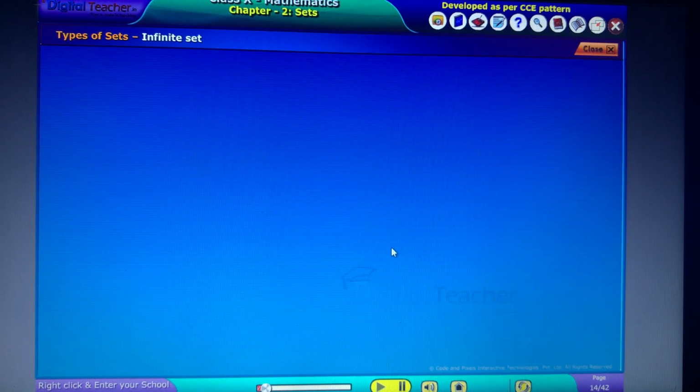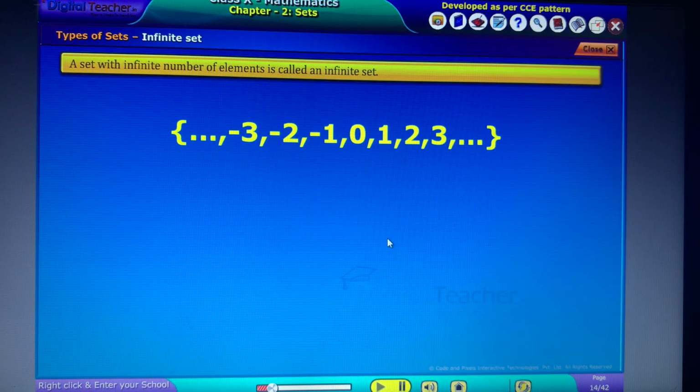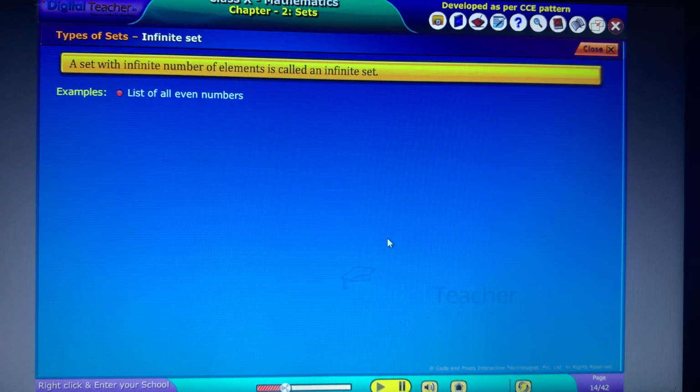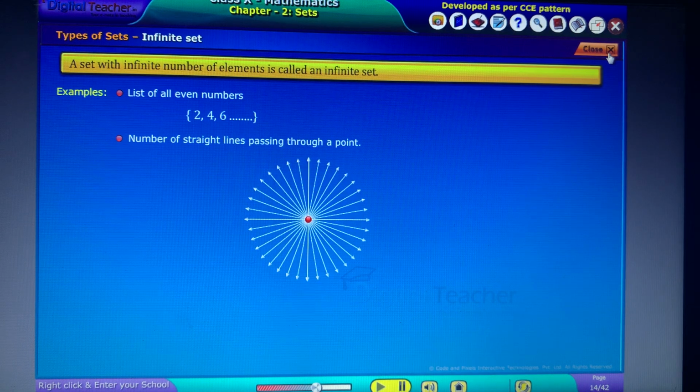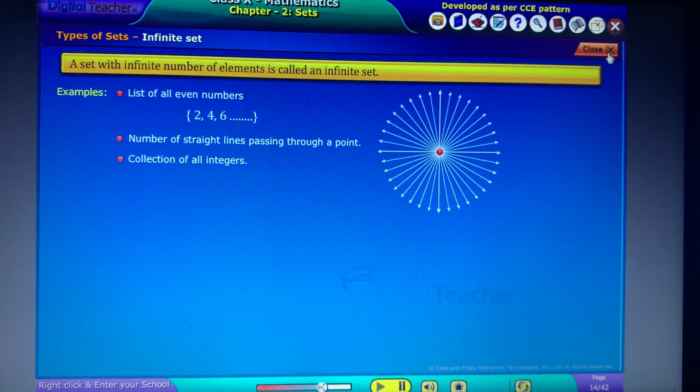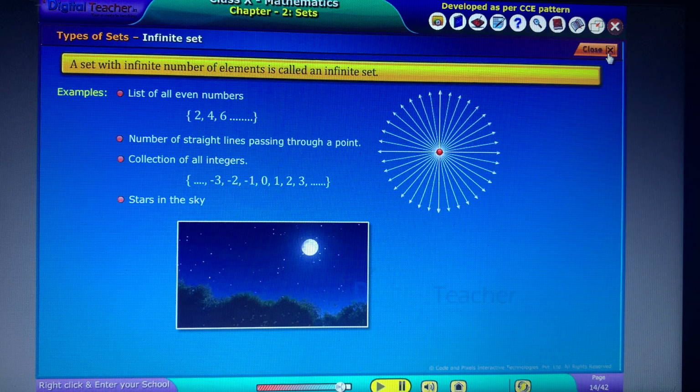Infinite set. A set with infinite number of elements is called an infinite set. Examples: list of all even numbers, number of straight lines passing through a point, collection of integers, stars in the sky. Let us solve a sample problem on these forms of sets.